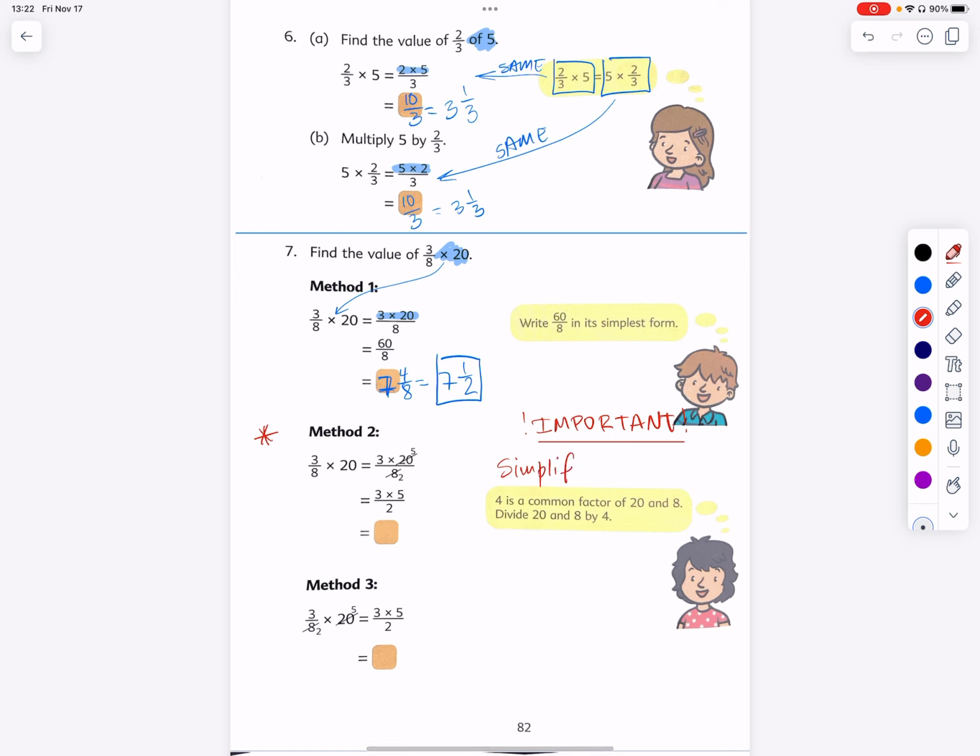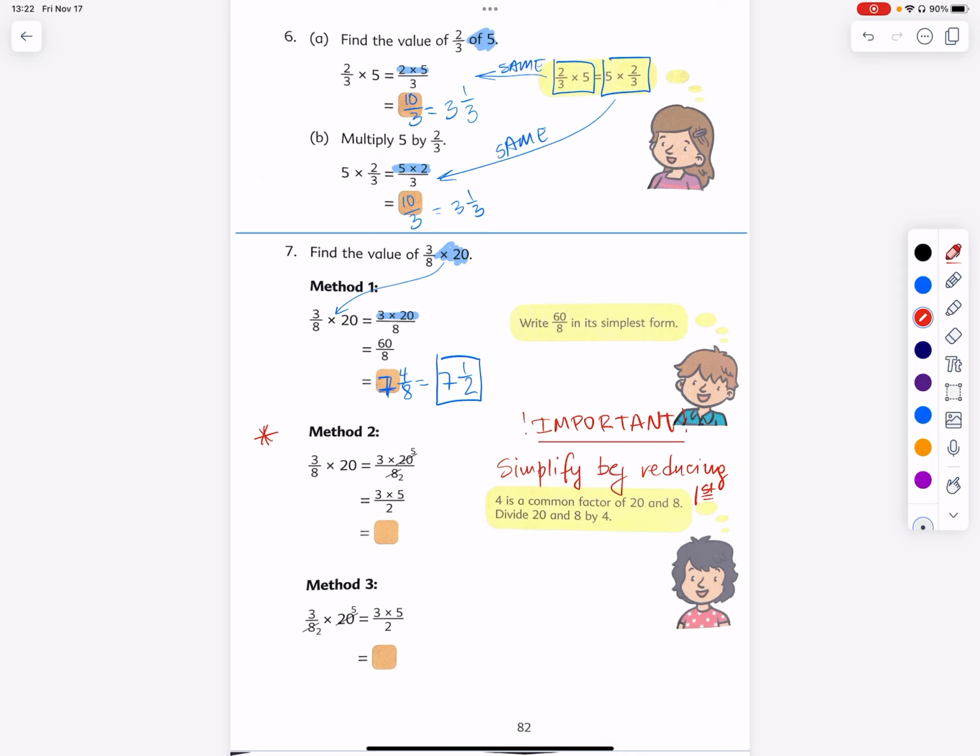Simplify by reducing the fraction first. Simplify our math by reducing first. Reducing our fraction first. Simplify before we multiply.